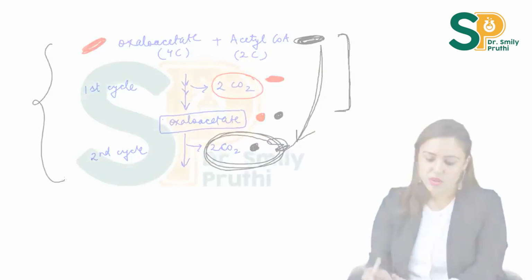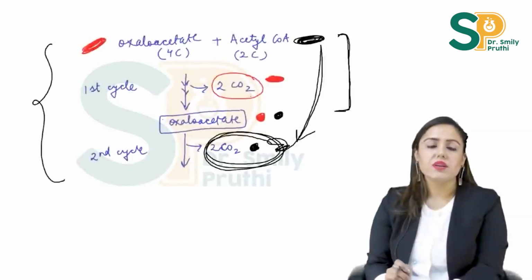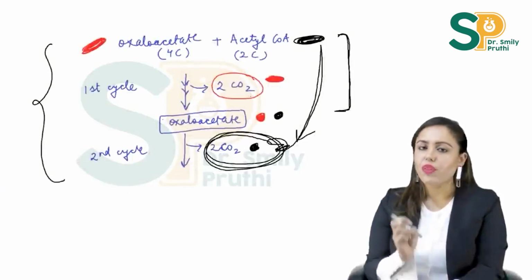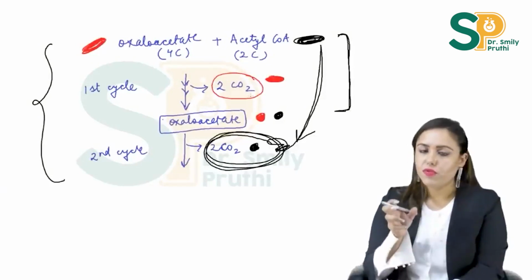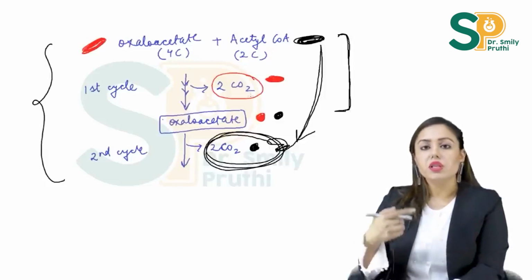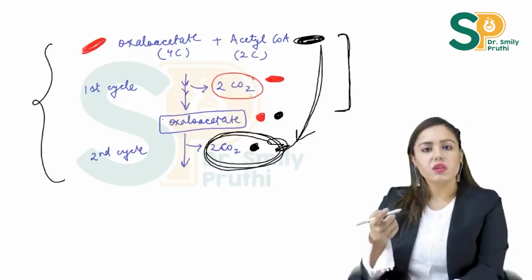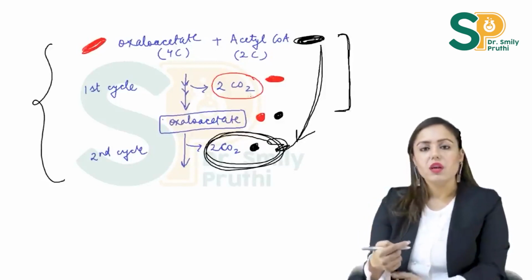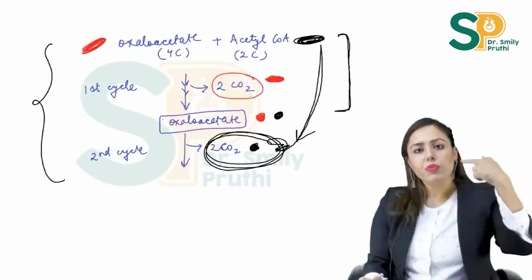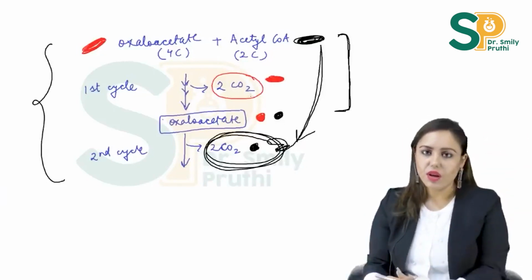I revise once, that the carbon dioxide is coming from oxaloacetate of that particular cycle for which we are talking. But these 2 carbons which are coming in the form of carbon dioxide in the next cycle, these carbons are from the previous acetyl-CoA, right? So this way you can solve the questions, right?